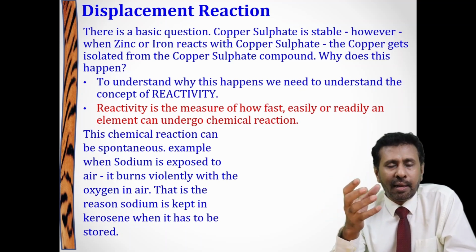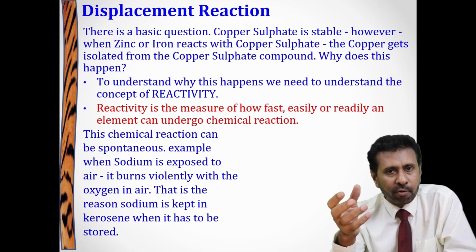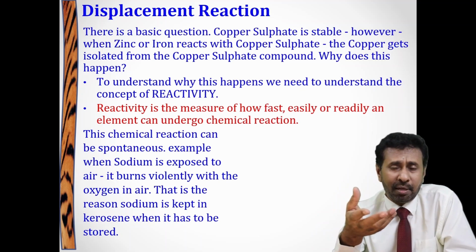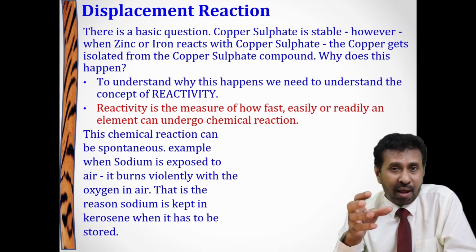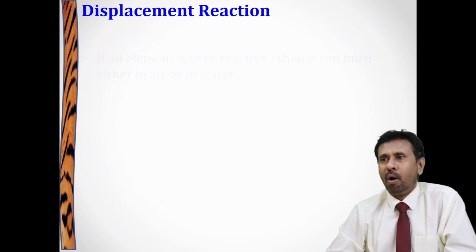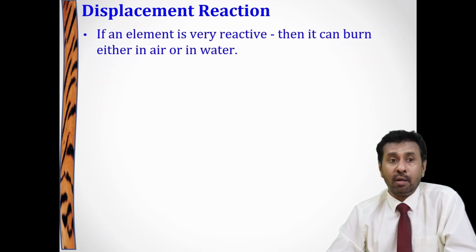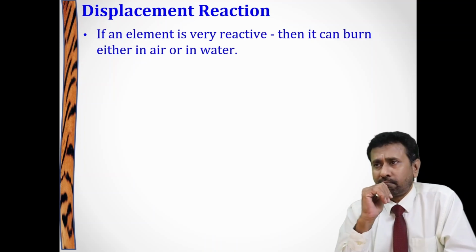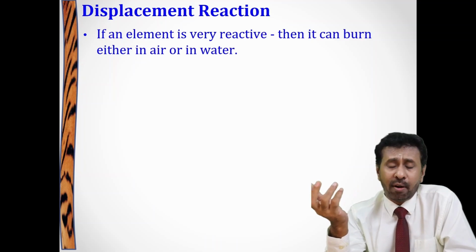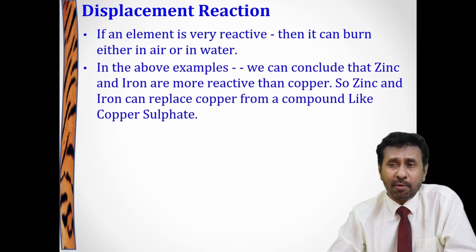There are elements that are not highly reactive, but still if you add acid to them, they react. And then there are some elements which don't react at all, or which are very slow to react. So let's see what those are and why they are like that. If an element is very reactive, then it can burn either in air or in water. That is the example of sodium.